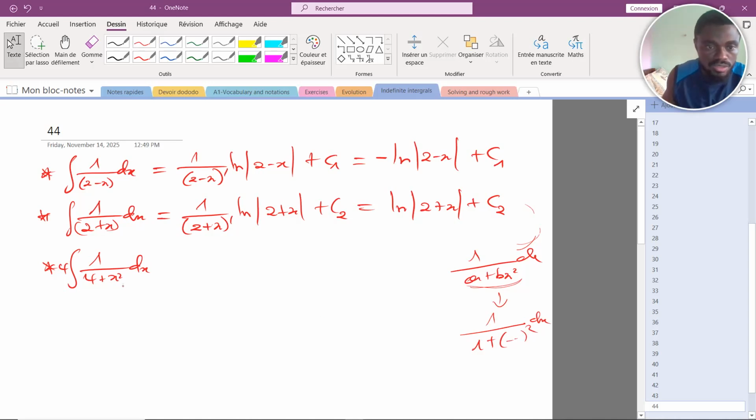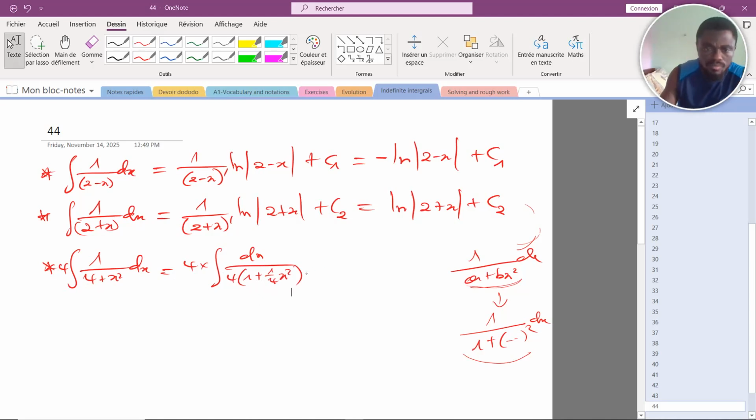You understand? So I'll put it in this form. So I first need to create a 1 here. So this will be equal to 4 times the integral of dx on, I factorize 4. This will be 4 into 1 plus, since there was no 4 here, this will become 1 on 4 x squared. Are you okay with that?